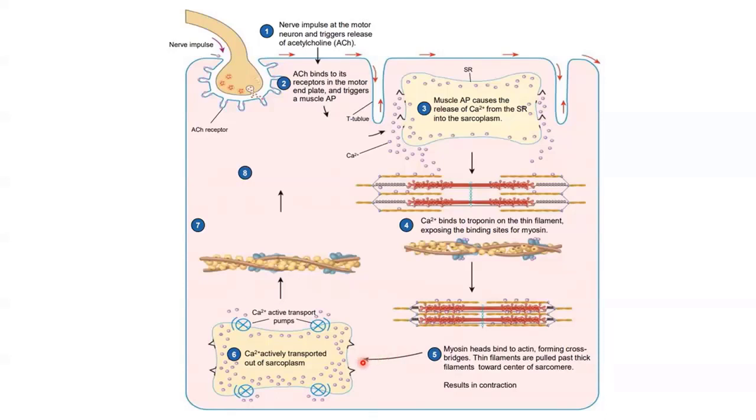The action potential will then eventually stop, and calcium is actively transported out of the sarcoplasm. Because there is no longer calcium bound to our troponin, it will move the tropomyosin back into place, and those binding sites on actin will no longer be exposed. So our cross bridges will detach and cause our muscle to relax.